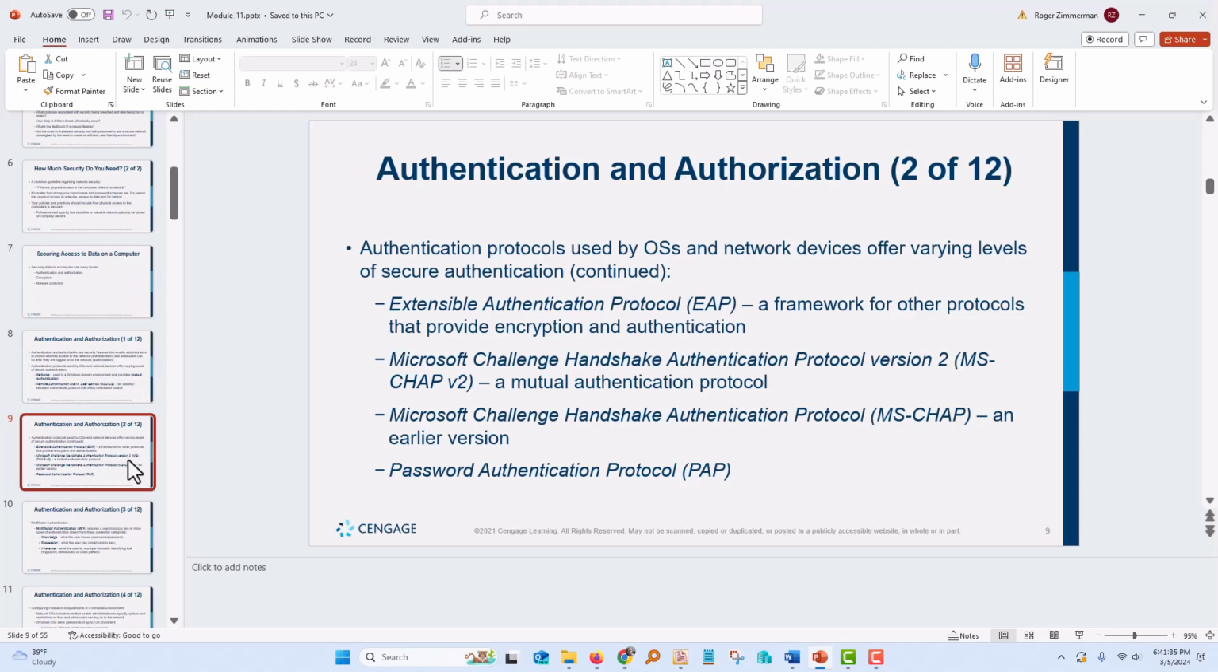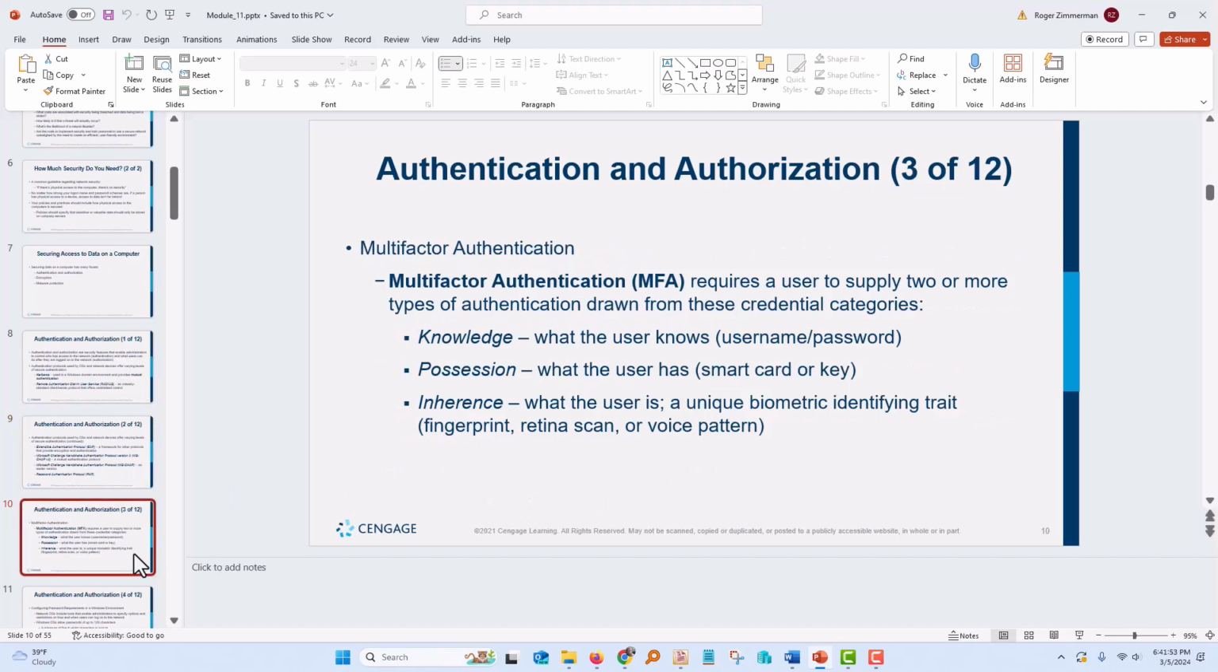And then PAP, well, PAP is not really used much anymore. PAP used to be used for point-to-point links, and it turns out it's not very secure. It actually sends passwords in plain text, so we don't use it much anymore, but it at one time was used quite often for point-to-point links.